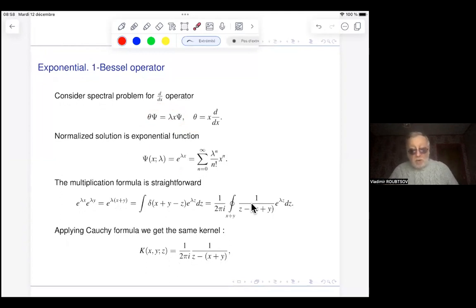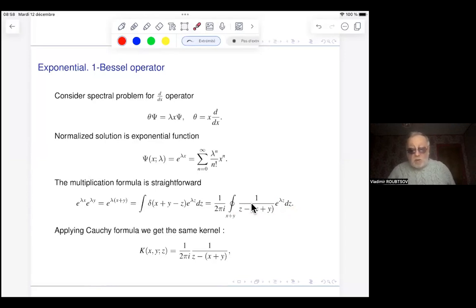And of course, if we take the product of the two exponentials, it is the exponential of x plus y in the exponent, and we can represent it in our favorite multiplicative kernel form, taking the delta function as a kernel. The other form of this representation is of course the Cauchy residue theorem with a rational kernel, where z is our integration variable. This is my exponent at the point z, and this is my rational kernel, 1 over z minus x plus y.